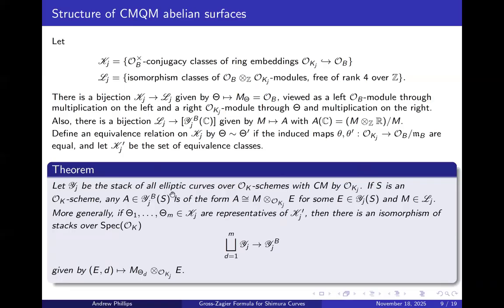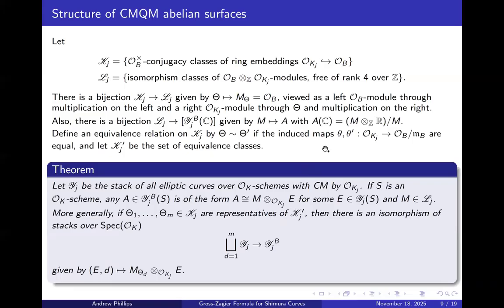Okay, so then if we start with any kind of OK base scheme, any CM-QM abelian surface arises as a tensor product of one of these modules together with an elliptic curve. So what does this tensor product mean? How do you tensor a module and a scheme like this?